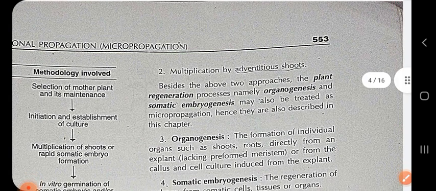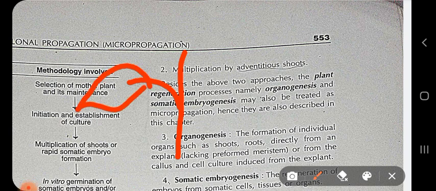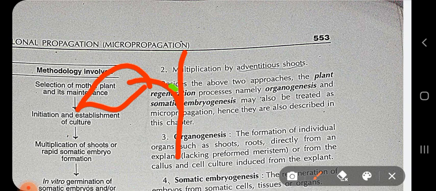Suppose this is the axillary bud that you can see. This part we will use. The leaf will be eliminated because it will take most of the nutrients. So we will make them just like this.